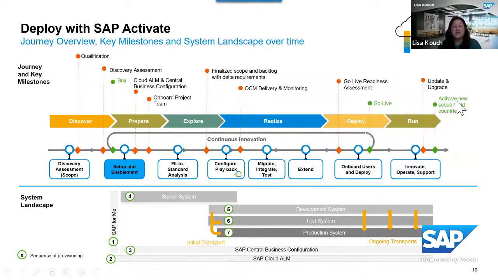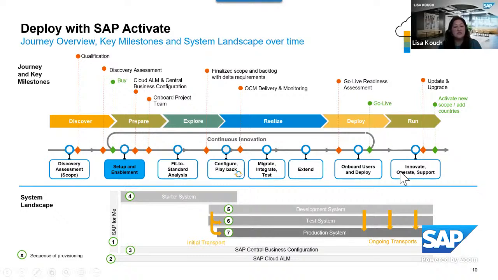As you see within each of the phases, we do highlight some of the key areas that you would work on in each of those phases. For example, in Discover, you would like to do the discovery assessment. And Prepare, you want to set up and enable. In Explore, you want to do your fit to standard analysis. And then in Realize, obviously, you want to do your configuration, where you would test and reiterate and go through your sprints. You also want to migrate any data from your previous systems, as well as integrate and test as well. Also in Realize is where you can do any development if you need to extend the system for whatever reason. And then in Deploy, you want to onboard your users as well as deploy to production. And then in Run, you want to innovate, operate, and then support.